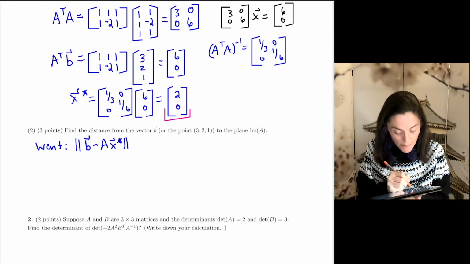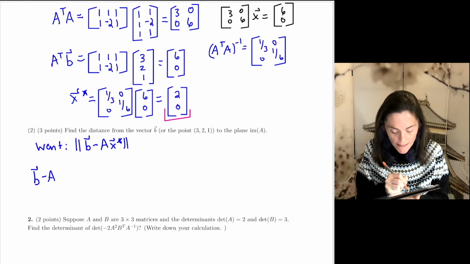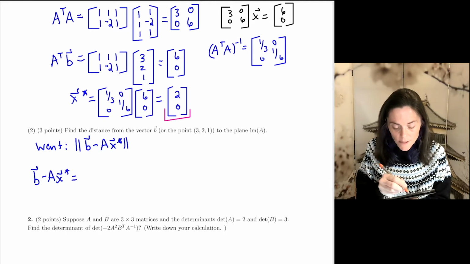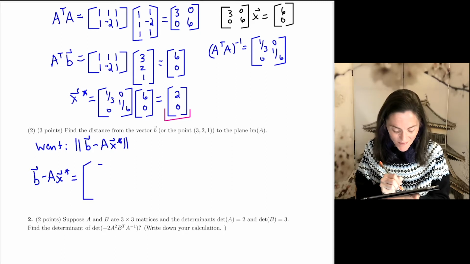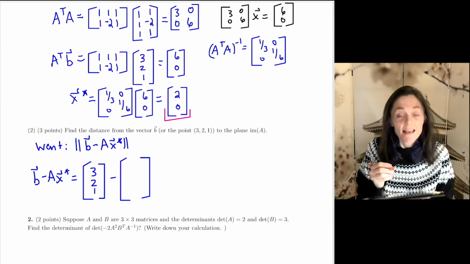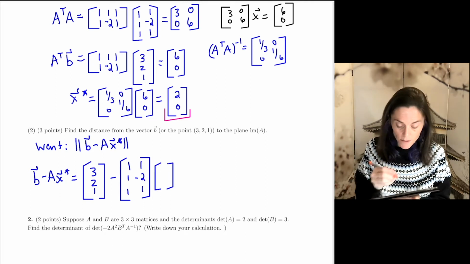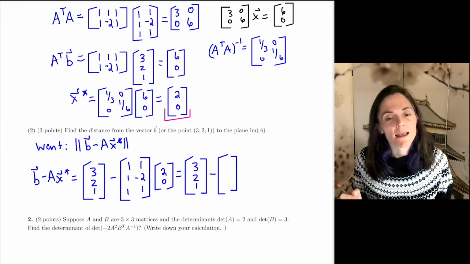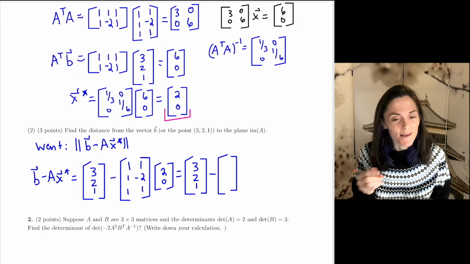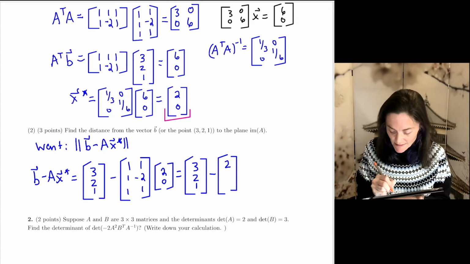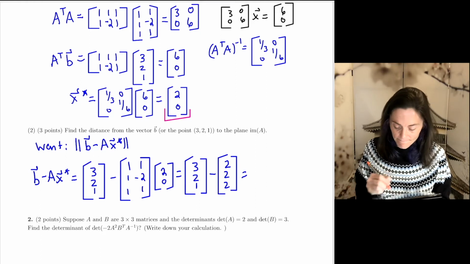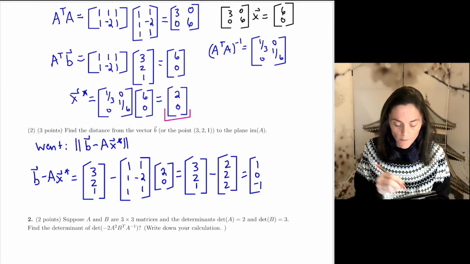So first, let's calculate B minus AX star as a vector, then we can take its length. Well, vector B is 3, 2, 1. Matrix A, we can still see, is 1, 1, 1, 1, minus 2, 1. X star is the vector 2, 0. Well, let's multiply AX star. It's just 2 times the first column of A, which is 2, 2, 2. We get 1, 0, minus 1. 1, 0, minus 1. Okay.